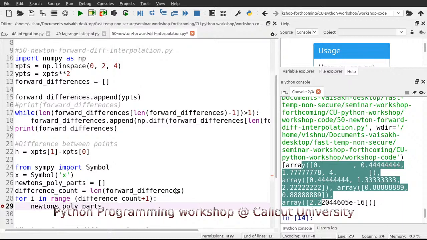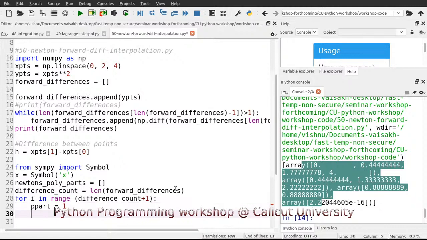Therefore, we need to multiply this variable. So p into p minus 1 into p minus 2 by 3 factorial, we need to multiply. So how do we do that is the only question. What is the first thing that we need to multiply? I'm calling that as p part. So initially it is just equal to 1. After that we will multiply with the forward difference. So p part is 1.